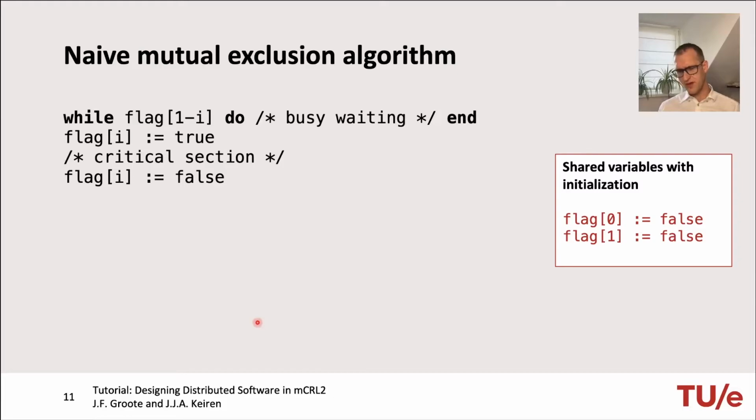So this gives us all we need to model sequential processes. So let's have a look how we use this to model the shared variables and the mutual exclusion algorithm from our example.